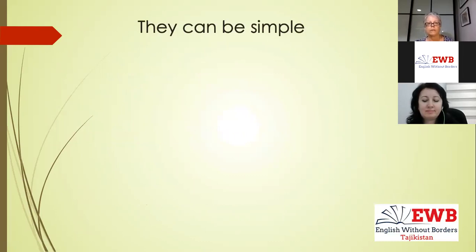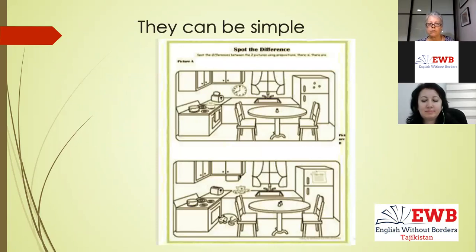Okay, so these spot the difference pictures can be very simple, like this. So you see, this is just a black line drawing. And in this picture, there is a clock. So if you are student A, you would say to student B, does your picture have a clock? And student B would say, no. So student A immediately will mark the clock.